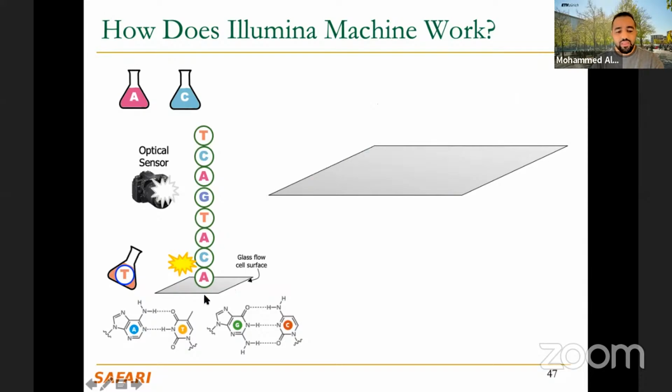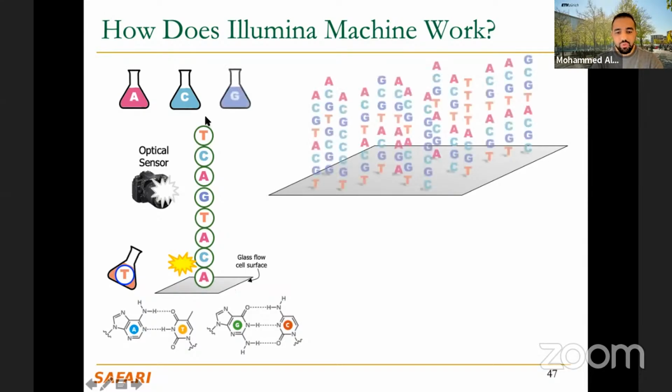Now, you don't do this per DNA fragment, but you do this with all DNA fragments coming from your library or from the sample. So all of them will be attached to the glass surface, and then you add T to all of them. And then you wash the surface, you add the A, then you wash it, you add the C, wash it, add the G, wash it, and you take 4 pictures in every sequencing cycle.